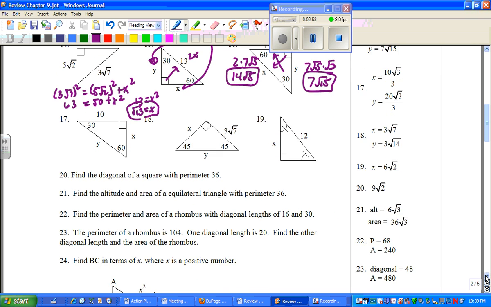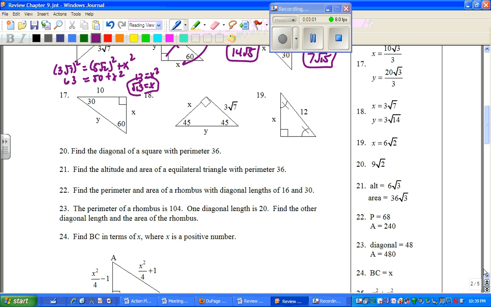Scrolling down, we are on question 17. Question 17, the 60 side, which is the x root 3, so we said 10 equal to x root 3 divided by root 3 to get rid of it. Got to multiply top and bottom by root 3, so you get 10 root 3 over 3. That is across from the 30 side, so that's this piece over here. And if you want the other side, this side over here is multiplied by 2, so you get 20 root 3 over 3 for your answer.